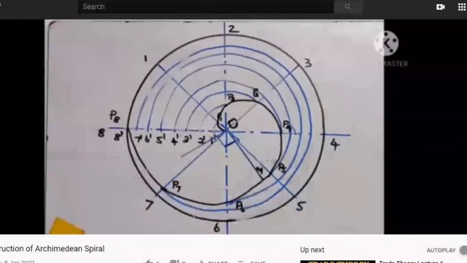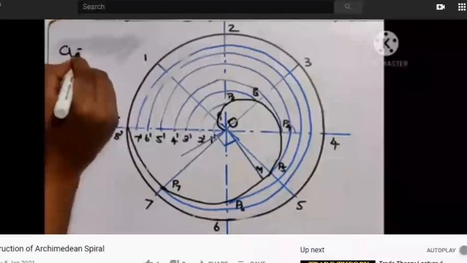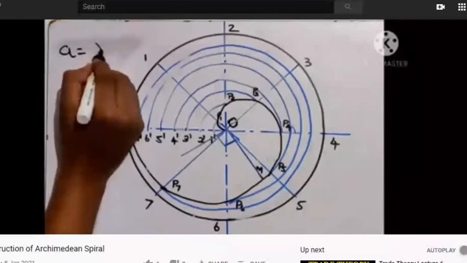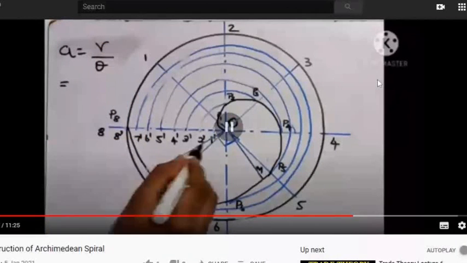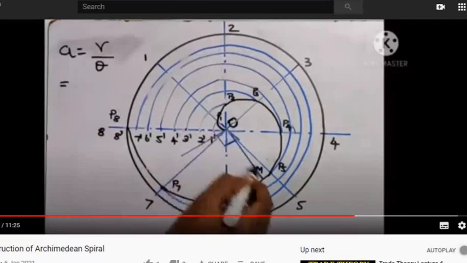So next, we need to make a small calculation. We need to find A, which is nothing but a constant. It's nothing but the ratio between small r divided by theta. So the small r is nothing but the distance between OM. You need to measure that with the scale, and the theta is nothing but the angle between the P8O line and the OM line. That is P8OM, the angle between that. So that is theta, and you need to convert that into radians.